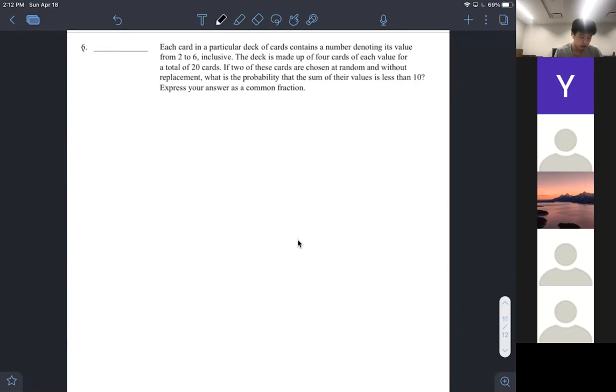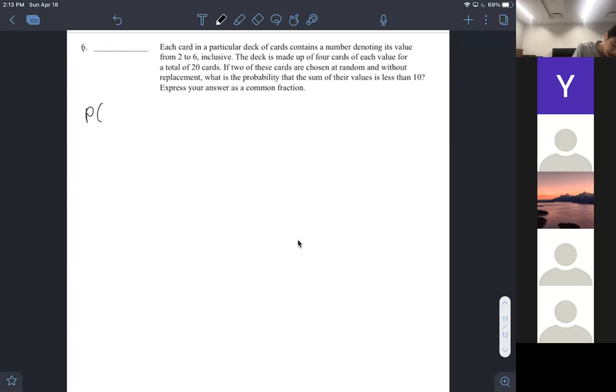So we have each card in a particular deck of cards contains a number denoting its value from 2 to 6 inclusive. The deck is made up of 4 cards of each value for a total of 20 cards. If 2 of these cards are chosen at random and without replacement, what is the probability that the sum of their values is less than 10? Express your answer as a common fraction.